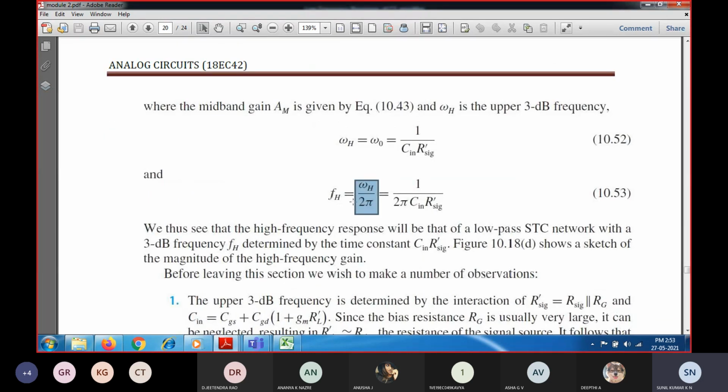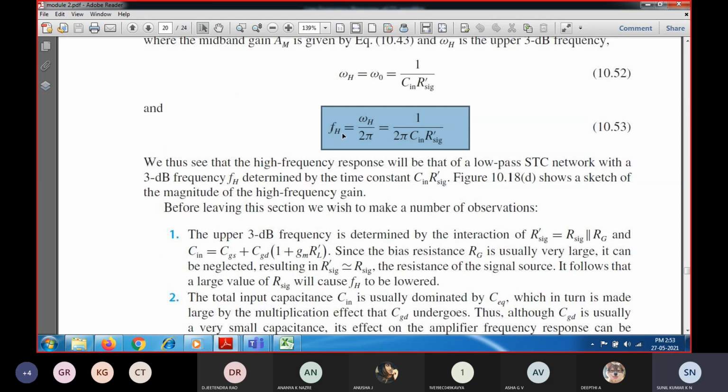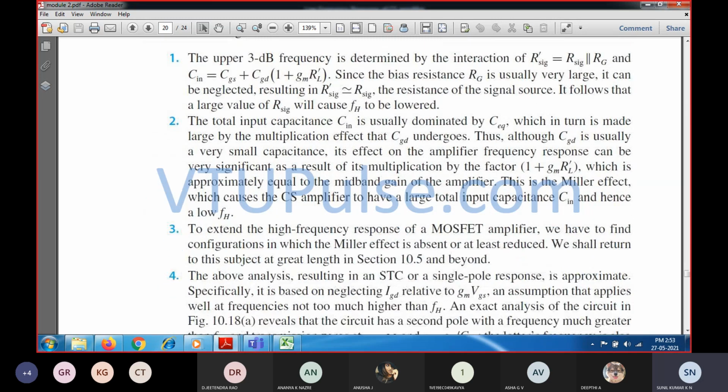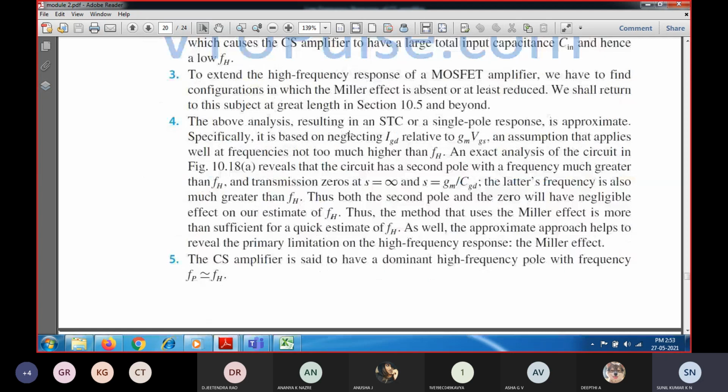So this is the 3 dB frequency, and that is given by 1 by 2 pi into C in into R signal dash. So this gives the 3 dB cutoff frequency. This is how you are going to find out the upper cutoff frequency. So that is going to have a transfer function of R and C combination.